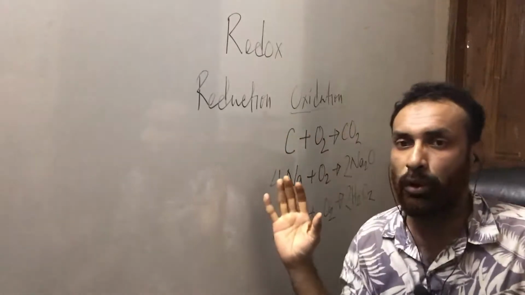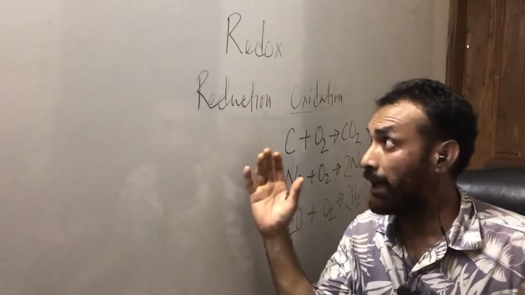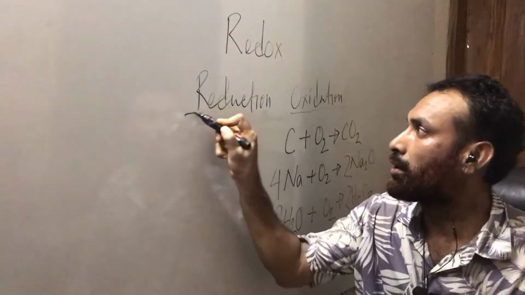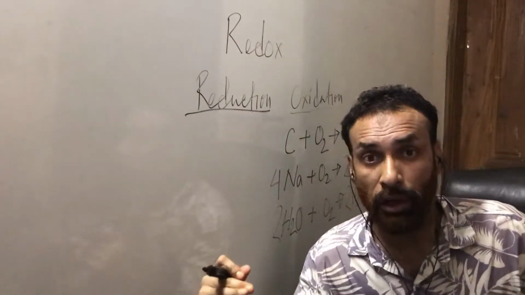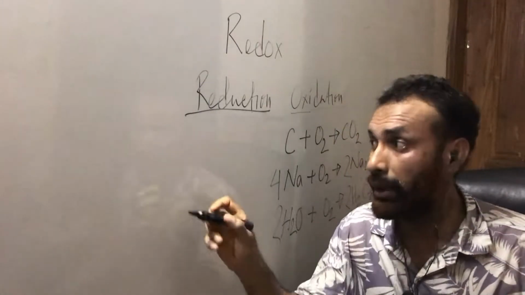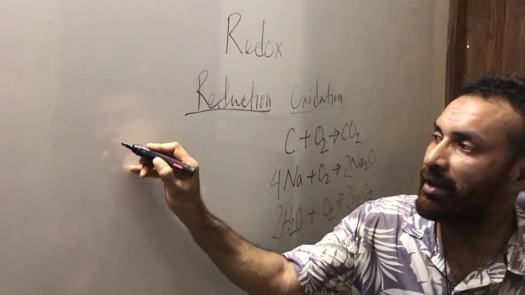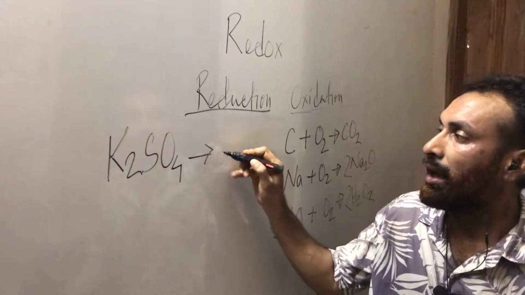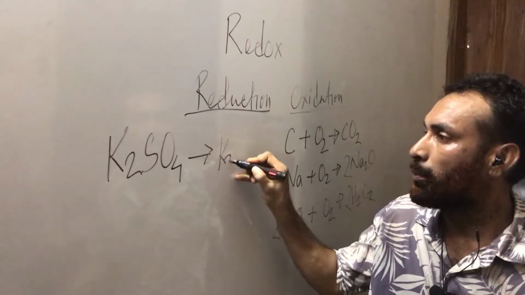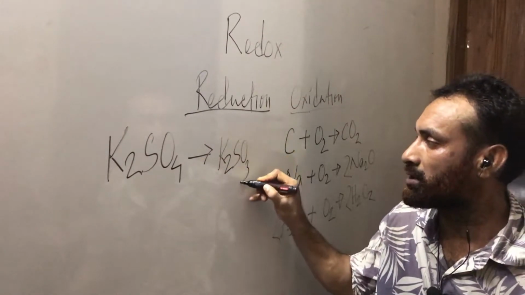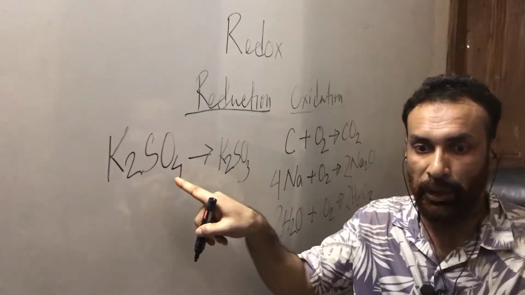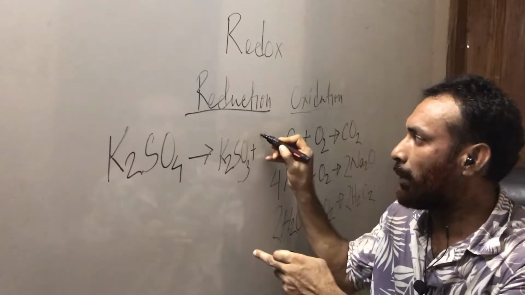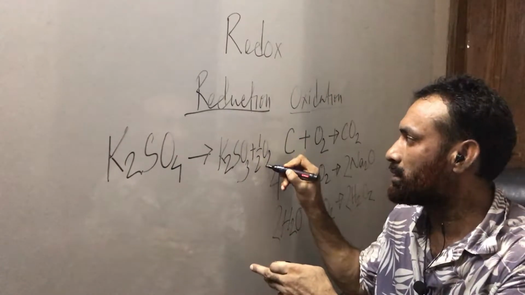And this is also in terms of oxygen. When you say reduction, it means loss of oxygen, reducing oxygen. When something loses oxygen, we call that a reduction reaction. Suppose I give you an example, writing the equation. I write potassium sulfate, and in the reaction you get potassium sulfite. Here you get 4 oxygen and here 3 oxygen, and this happens when it loses oxygen.